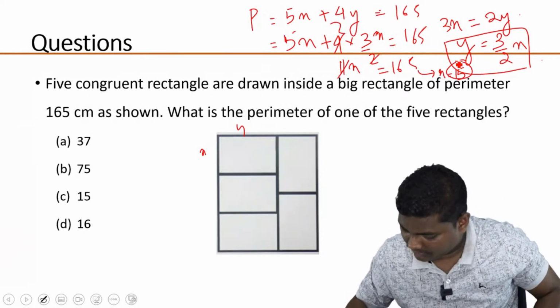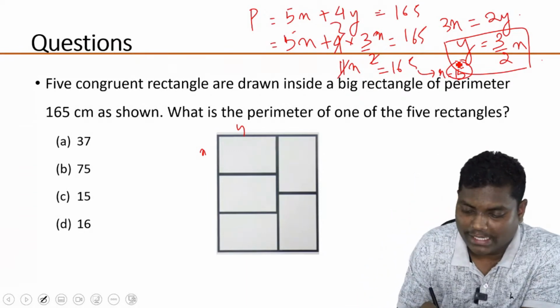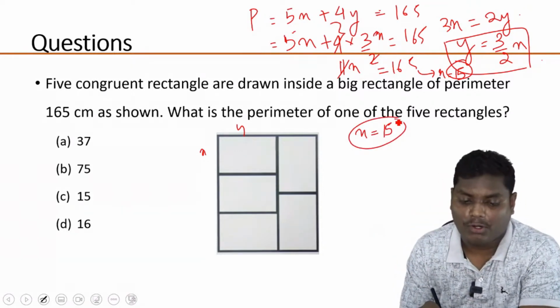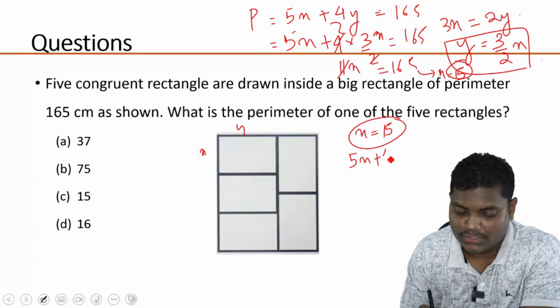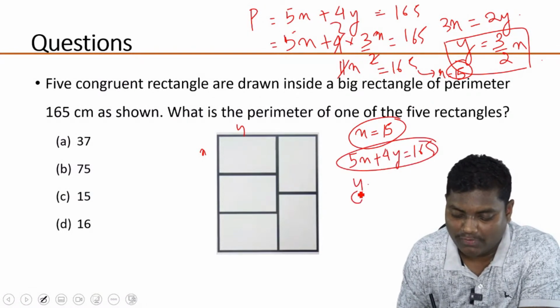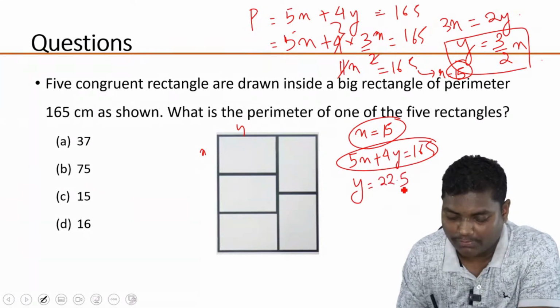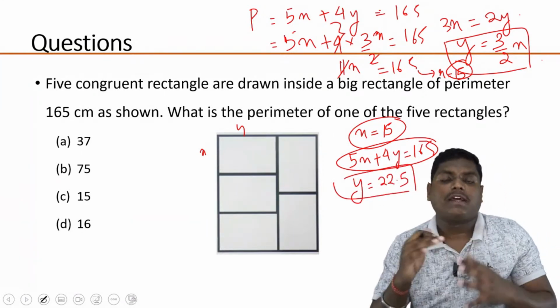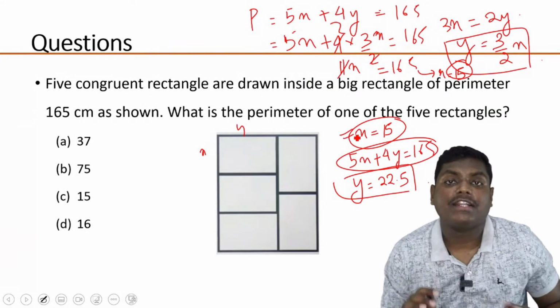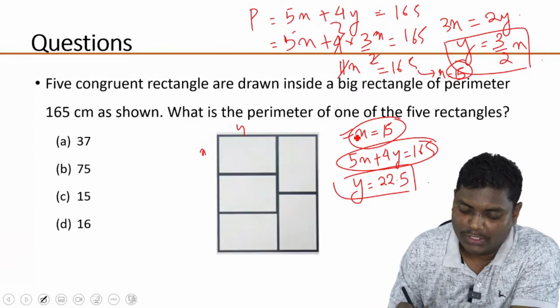Great, Shubhra. Correct. So the value of x you will be getting to be 15. Now if you plug this into the formula, 5x plus 4y is equal to 165, the y value will come to be 22.5. You just plug in and try it.